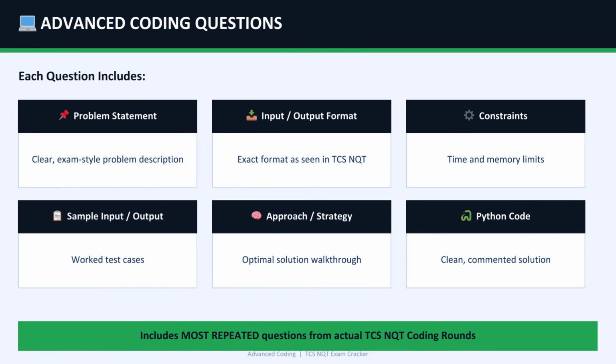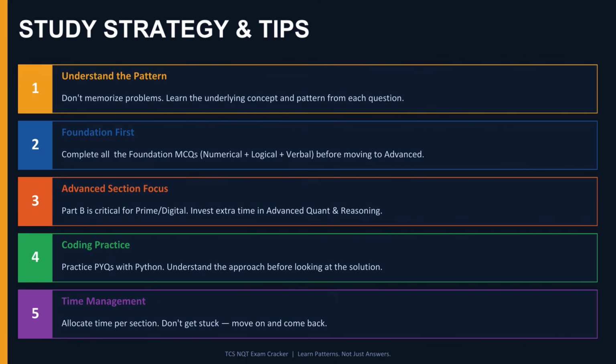Now, do not just copy the code. Read the approach section first. Try to code it yourself. Then compare with the solution. That is how you actually build coding skill. The coding round is your biggest differentiator. Most candidates skip it. You will not. Let's go to study strategy and tips.